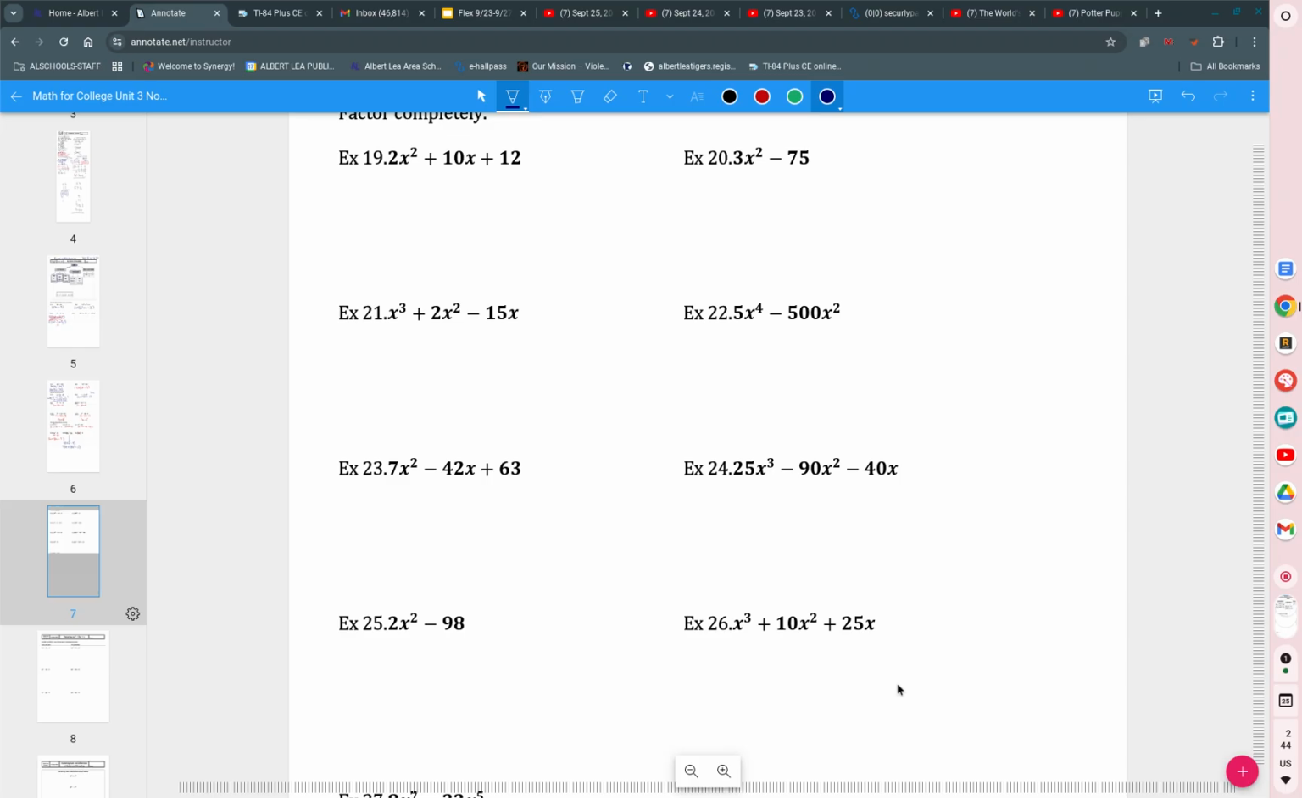But every time you go to factor something completely, which is generally what we're trying to do, you always look to remove the greatest common factor first. And what is your common factor? 2. And you're left with x squared plus 5x plus 6.